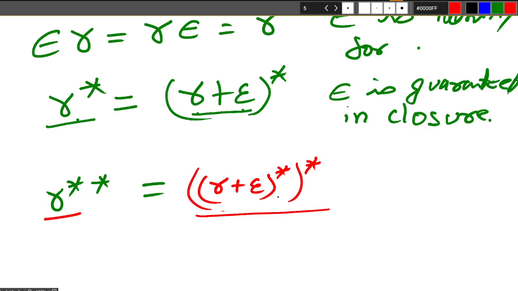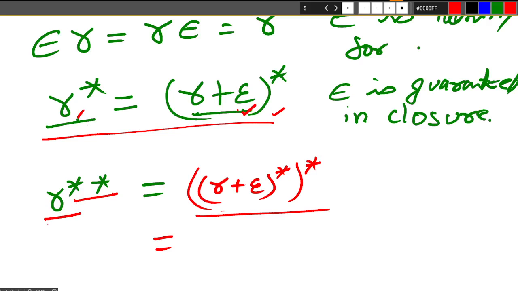It is no problem. But actually what I wanted to tell you, by writing this expression, is that epsilon is guaranteed, whether you write it here or you don't, it is the same. Here I was talking about two closures. So if you are writing two closures, it has no change, it is the same.